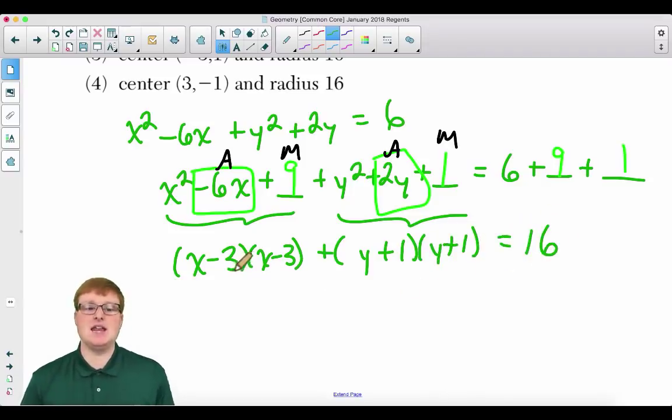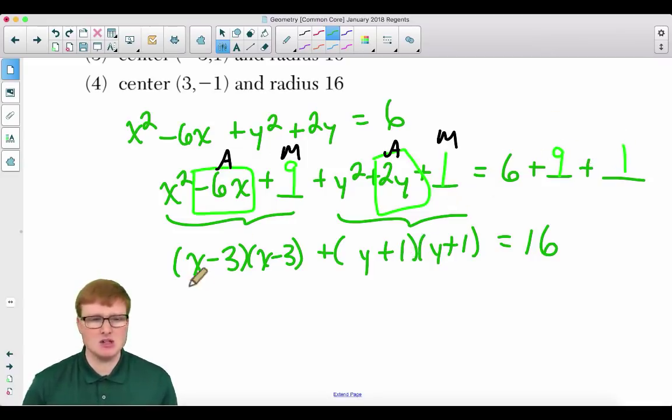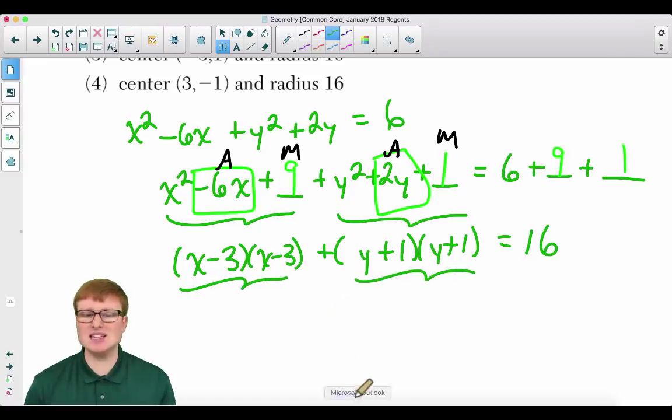Well, let's just verify that. Negative 3 times negative 3 is positive 9. Negative 3 plus negative 3 is negative 6. Good. 1 times 1 is 1. 1 plus 1 is 2. Perfect. We just added those numbers up on the right-hand side. We get 16. So now let's go ahead and simplify this a little bit further.